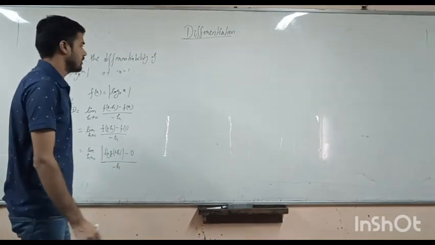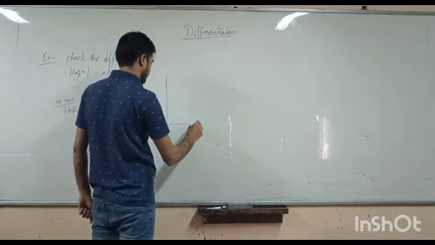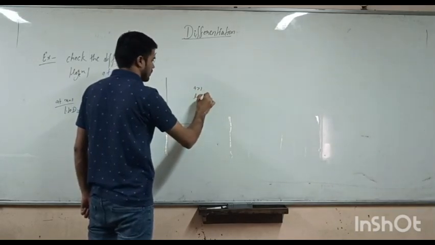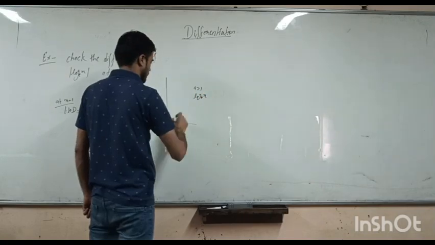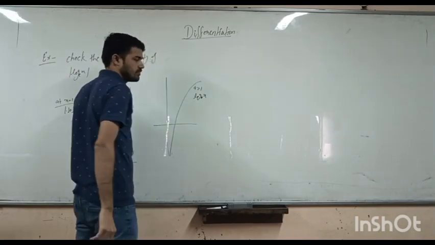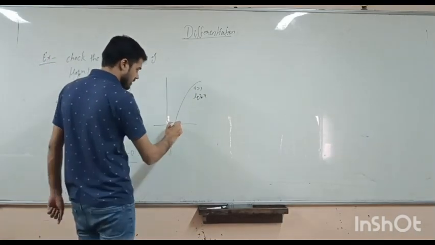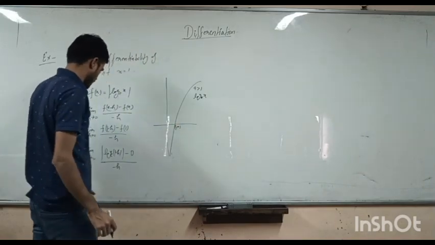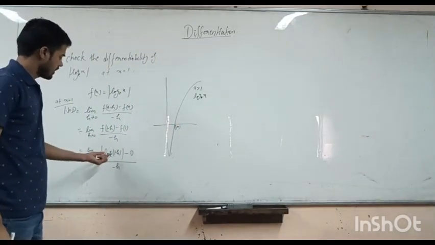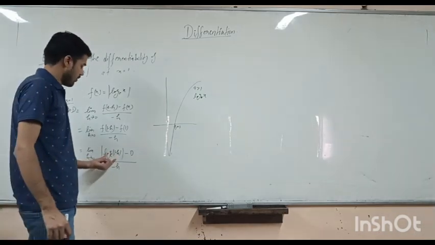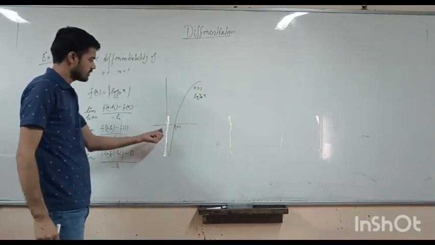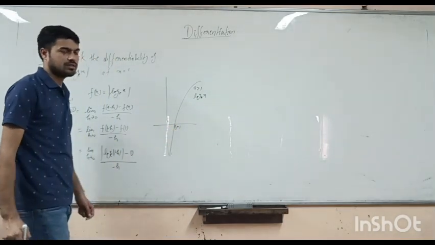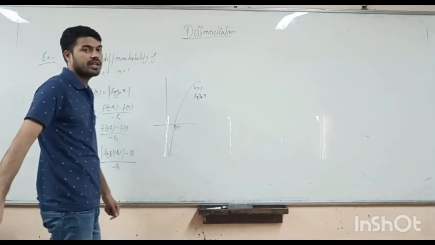If you remember the graph, we have drawn the graph of log x when the base is greater than 1. The graph of log x is something like that. What is this point? This point is (1, 0). In our function, we have to find the value of log base e of (1 minus h). So 1 minus h will be before 1. So what will be the value of log(1 minus h)? Whatever the value, it will actually be negative.